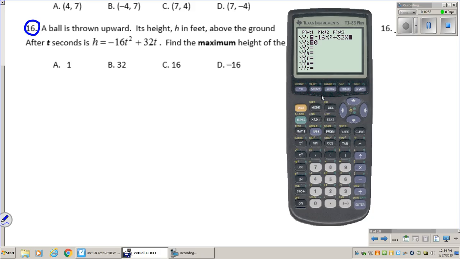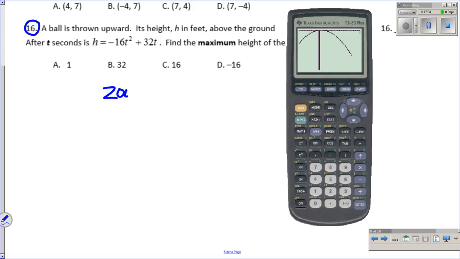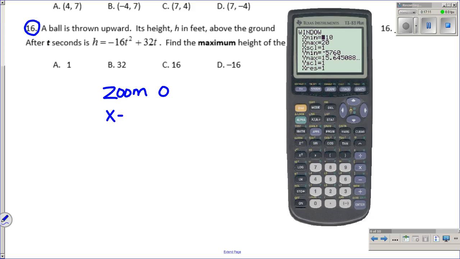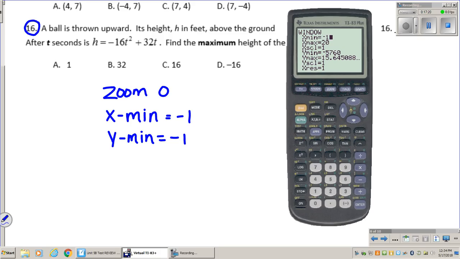This is an application problem, so we'll need to do zoom 0. I'll make some notes. Okay, after you've set up zoom 0, we're going to go to window and change your x minimum to -1, and also change your y minimum to -1. That's going to allow us to focus on quadrant 1 of the graph. Okay, we'll go ahead and hit graph and see how this looks.